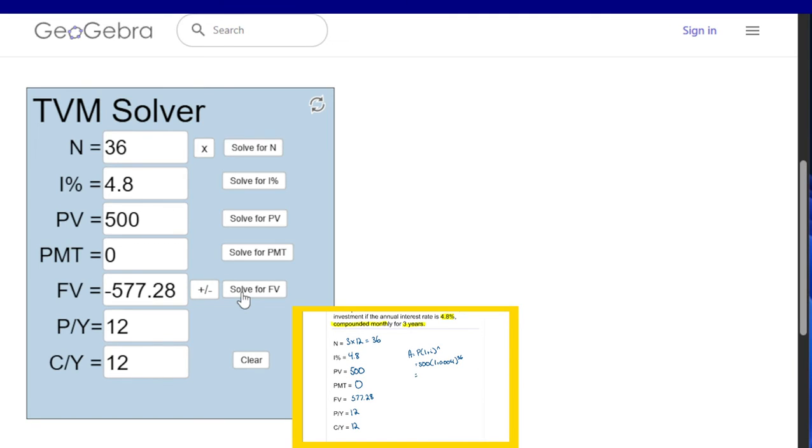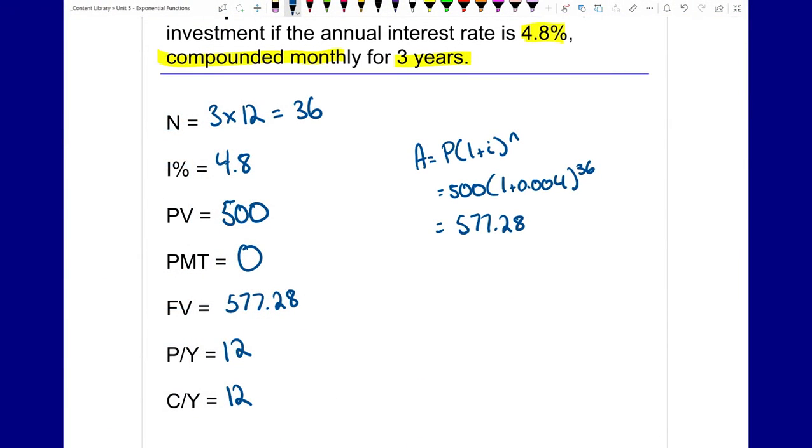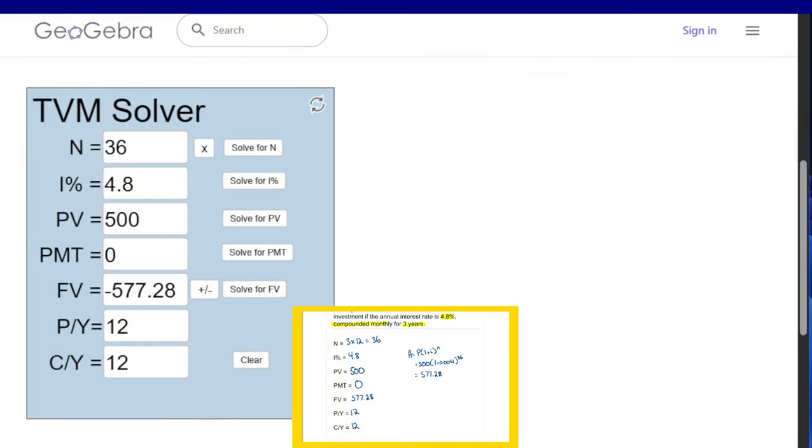And if we do this on our calculator, provided we used that TVM solver correctly, which we did, because we get 577.28 for our answer. Sorry, you can't see that. So we do get the same answer whether we're using the compound interest formula or whether we're using our TVM solver. So just seeing that visually, you do get the same answer.